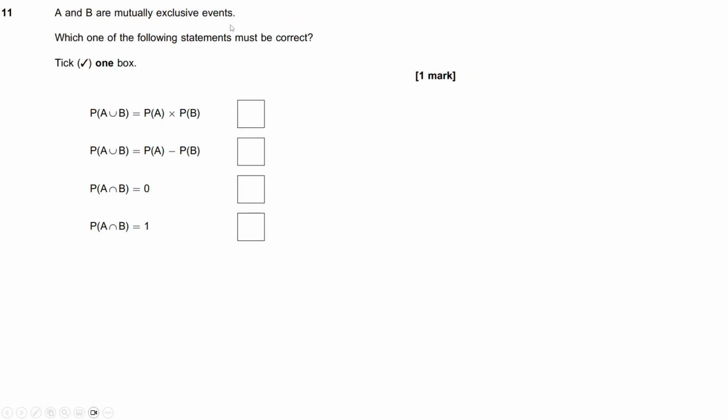If you have events that are mutually exclusive, then that must mean they can't happen at the same time. So for example, if I flip a coin, I can't get a heads and tails at the same time, so the probability of heads and a tails on the same throw is impossible. It's 0, assuming you can't land, you know, halfway between the two. So this is the only correct one.